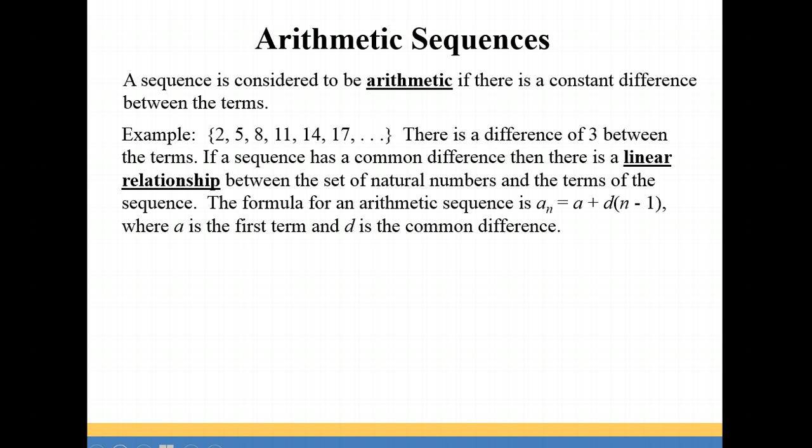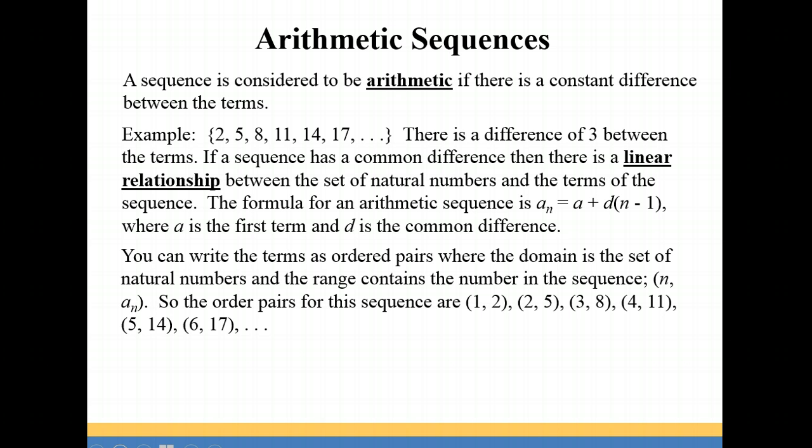If a sequence has a common difference, then there is a linear relationship between the set of natural numbers and the terms of the sequence. And the formula for the arithmetic sequence would be a subscript n equals a, the first term of the sequence, plus d, the common difference, times n minus 1.